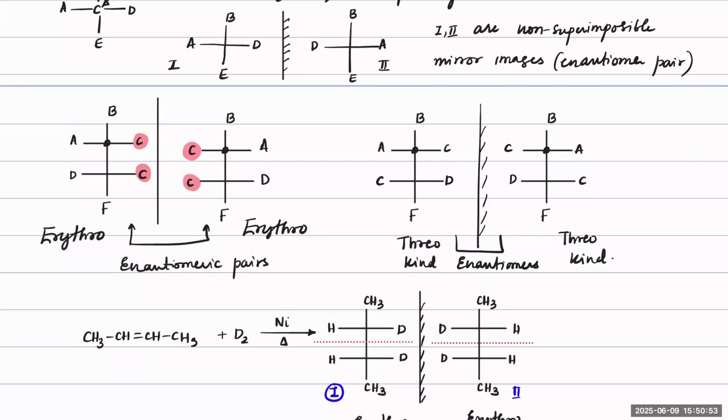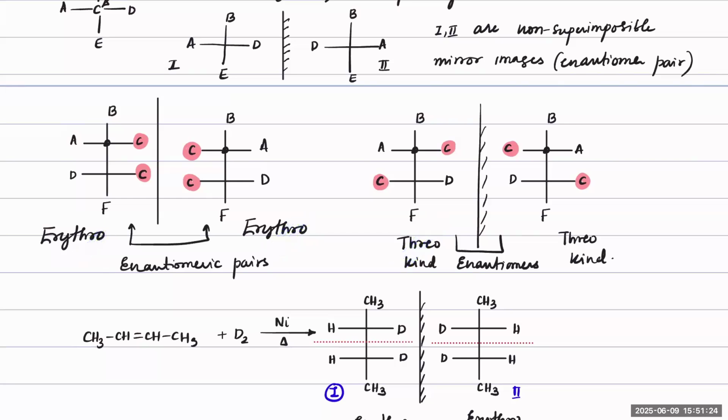If I take the mirror image of the same, you would notice that these two are non-superimposable. If you have non-superimposable forms, again these two are enantiomeric pairs of each other. Now, if the same reference atoms, in this case C and C, and here also C and C in the Fischer projection, are opposite to each other, then you call it a threo form. This was an erythro form.